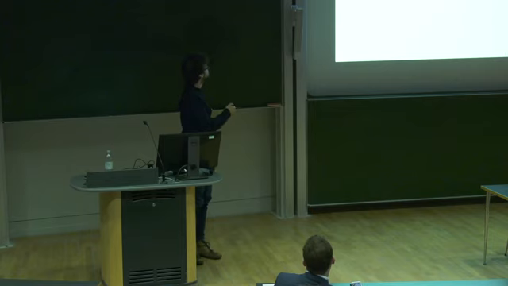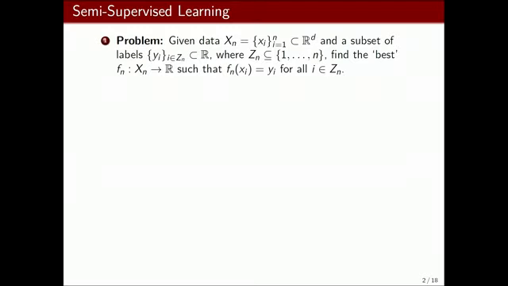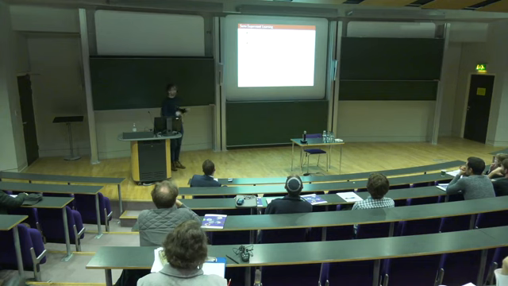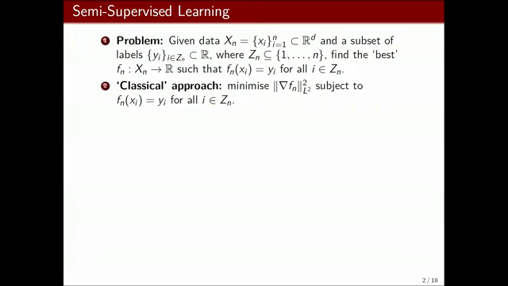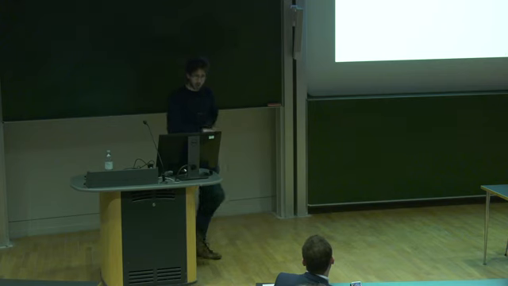So the problem we want to ask is, how do we extend these known labels onto the rest of the data set? The classical way of looking at this is to say, let's just ignore the unlabeled data points, look only at the labeled data points, and minimize this Dirichlet energy subject to the label constraints.